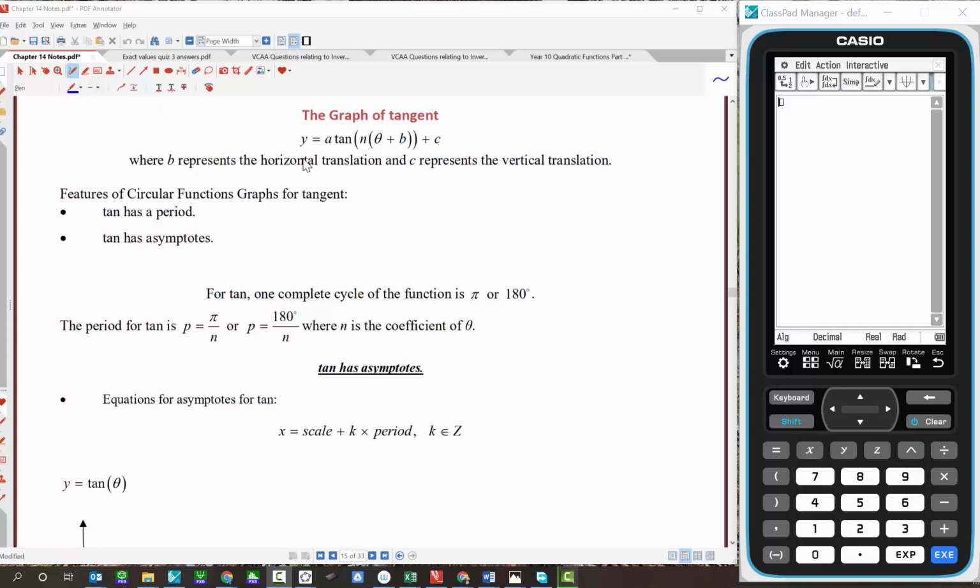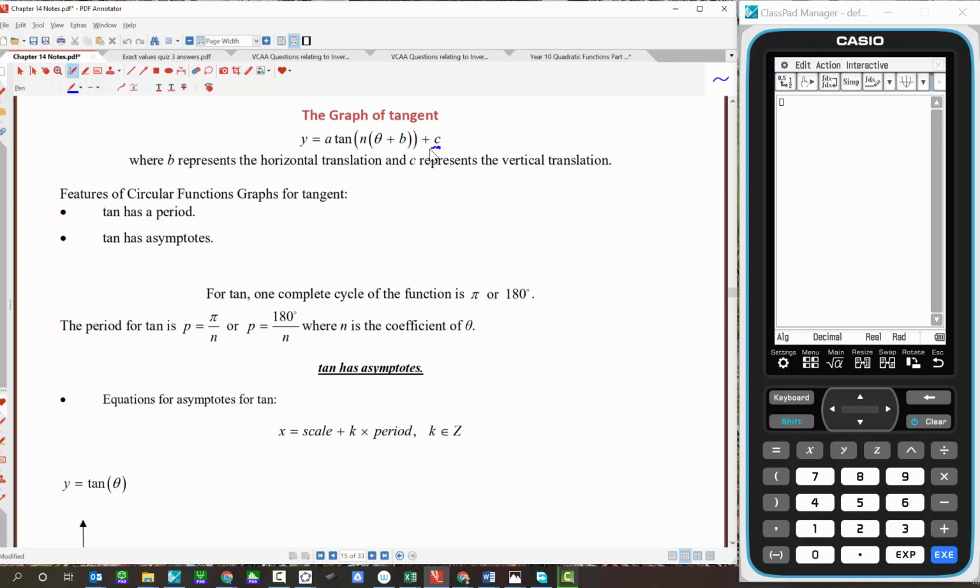We all have a friend who's a little bit different, and mathematically, the tangent function is a little bit different. Okay, so how does this graph work? Well, very similar to cosine and sine in some ways, with a few variations.